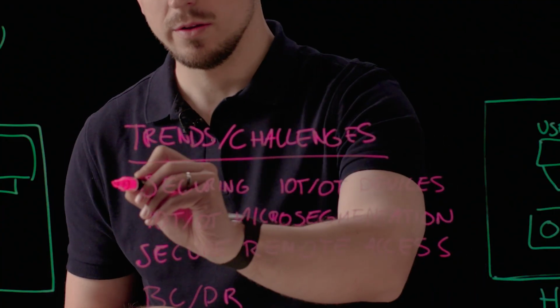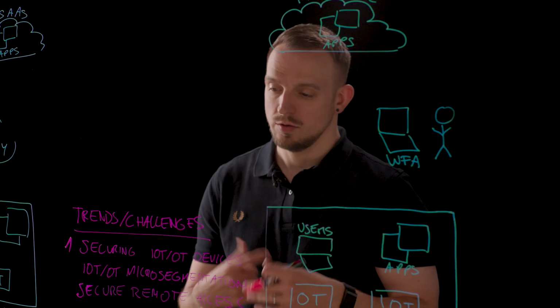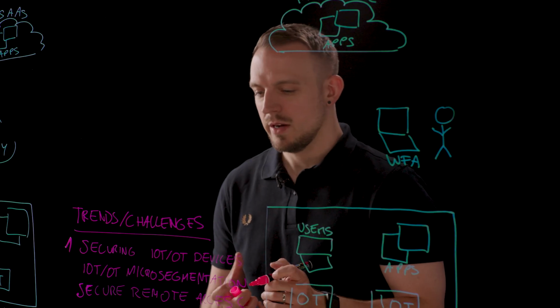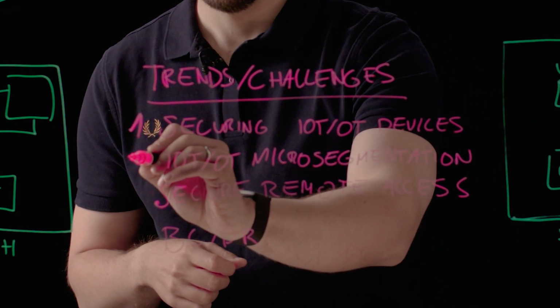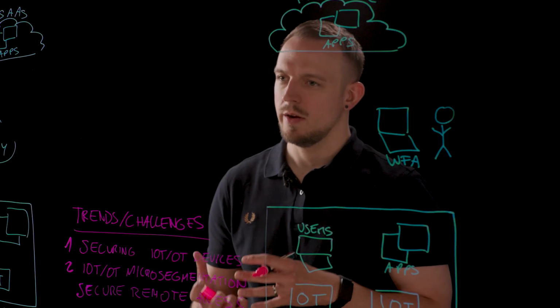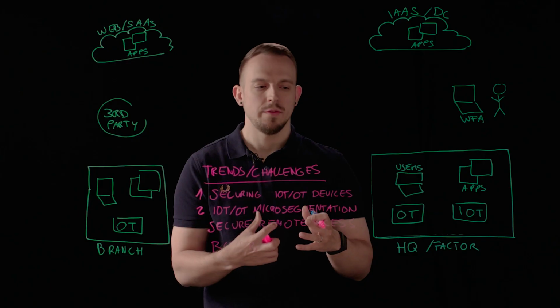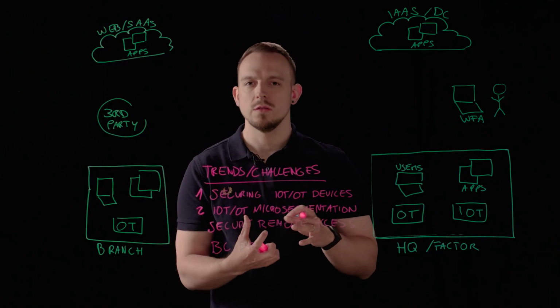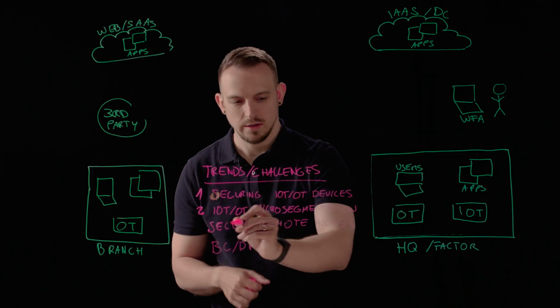So the first one I already touched upon, securing IoT and OT devices. Super difficult thing to do. The next part, OT and IoT micro-segmentation, really ties into that because you now have those vulnerable devices on your network and you need to make sure that only trusted sources or destinations can establish communication channels with those devices.